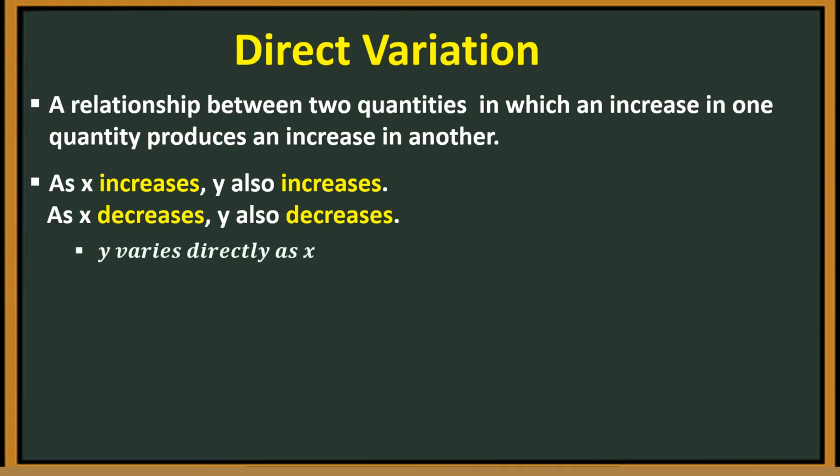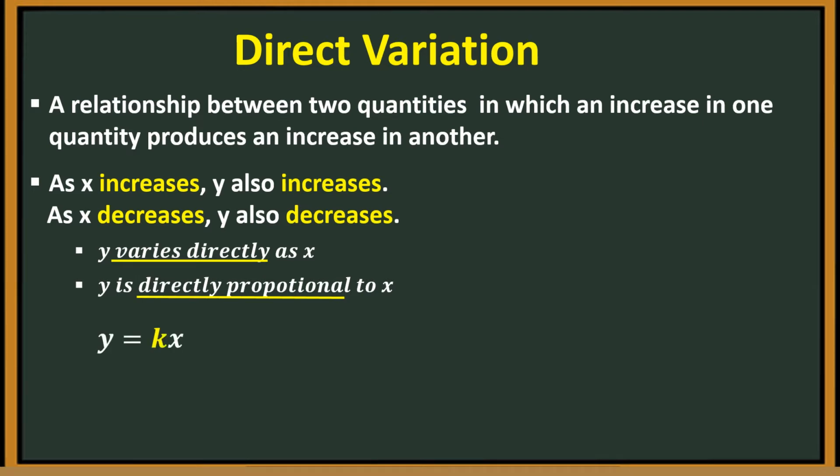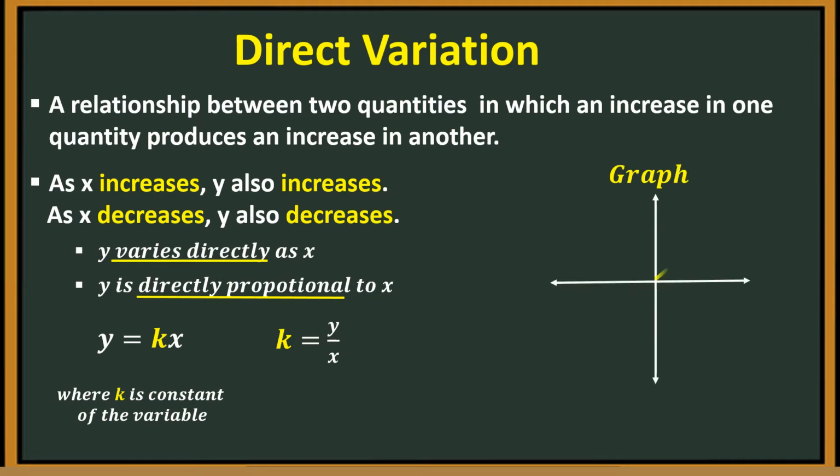Let's have "y varies directly as x." Keywords: varies directly. Another: y is directly proportional to x. Keywords: directly proportional. So if we're going to write that as an equation, that is y is equal to kx, or y is equal to k times x, where k is the constant of variation, and k is equal to y over x. And this is the graph of direct variation.